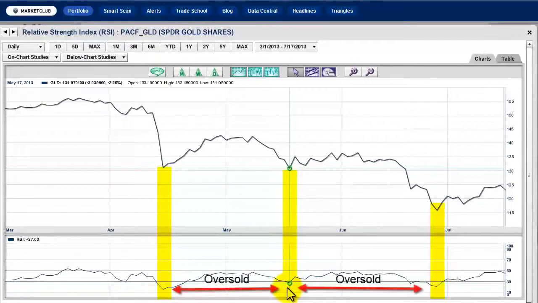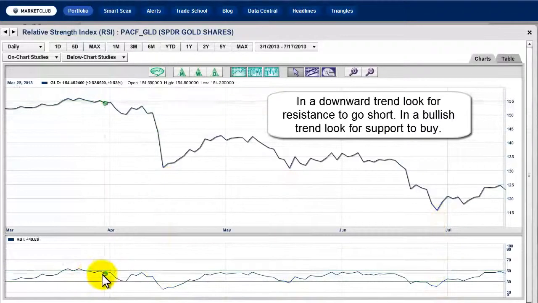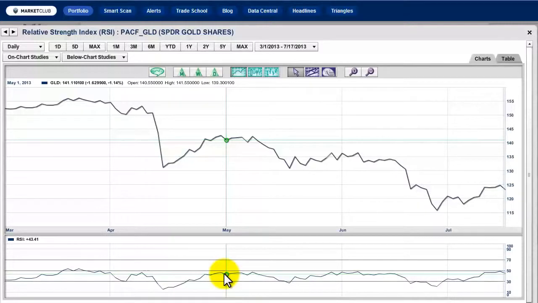But generally speaking, in a downward trend, you want to be looking for resistance to go short, not to buy, but just to go short. And in a bullish trend, it's just the opposite, which I just showed you. So that's how you use the RSI to successfully trade in the markets. Now, it's best to use it with other indicators, such as moving averages for trend, and so forth.